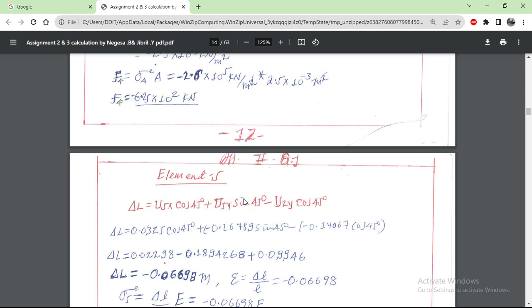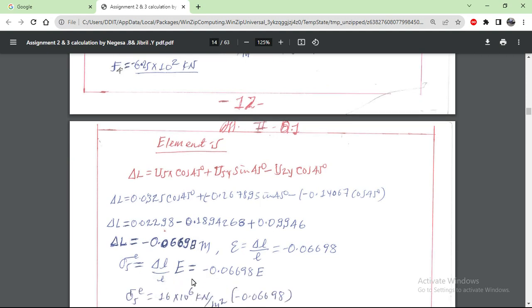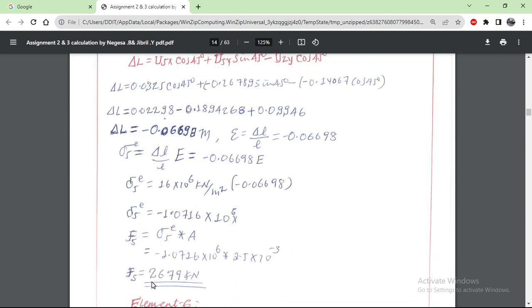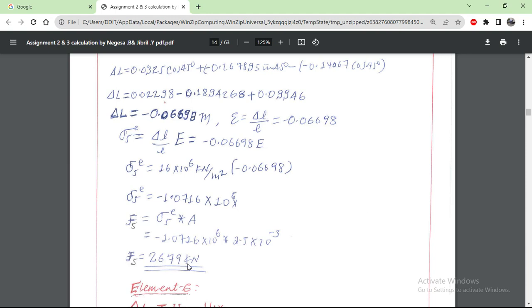Element number 5 is not horizontal; it is inclined. Then we have this one and this one also. Substitute directly, using the inclination angle of 45 degrees. Then we get change of L. Then the element force for element number 5 is equal to this one; after the stress, we get the element force for number 5.